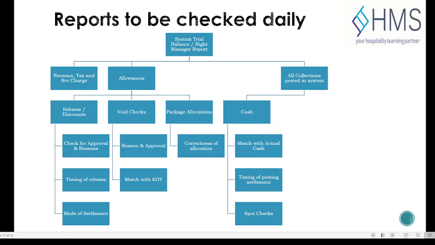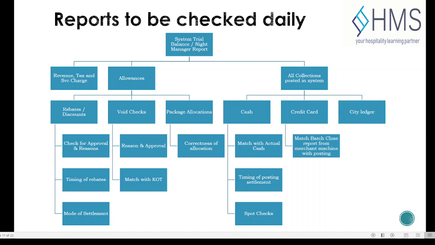And then another important thing is the spot checks. Every month there has to be one spot check of the cashiers, so that they can make sure that they are posting on a timely basis. There is no personal money and all those kind of things. And the credit card has to be reconciled with the batch and into the AR collections. City ledgers, they have to compile the signed bills with the settlement reports and send to the AR for sending out the invoices. So that has to be done on a daily basis.